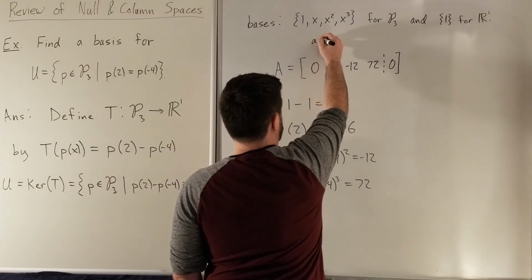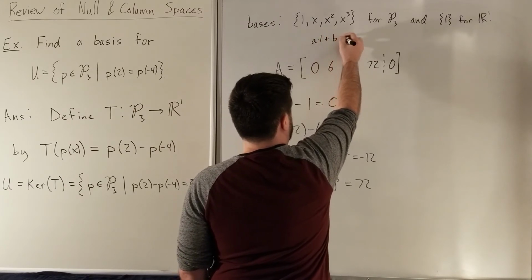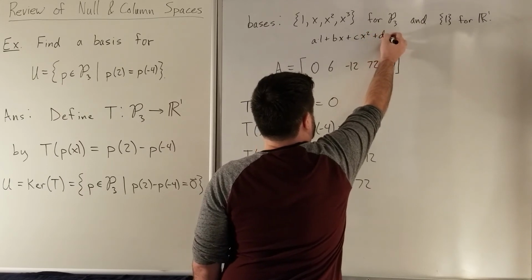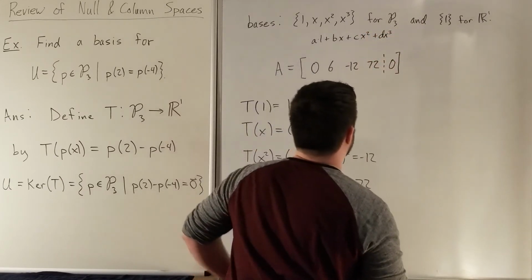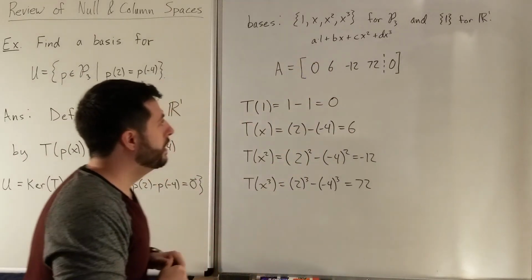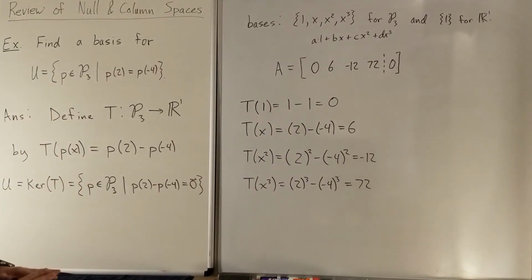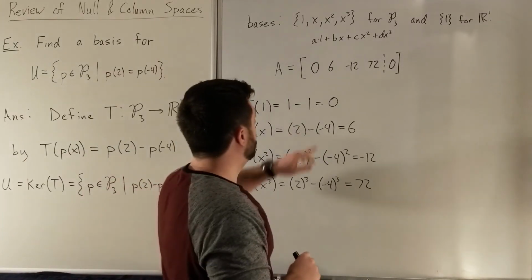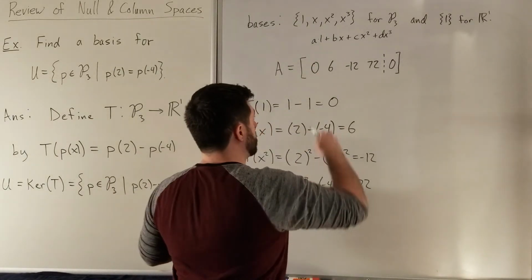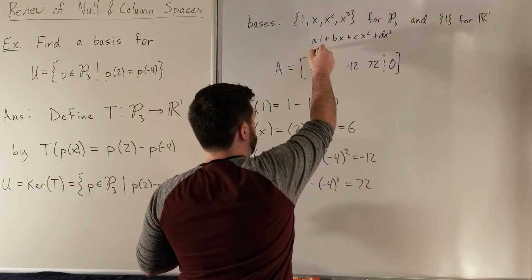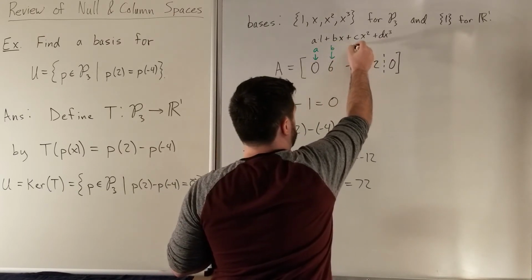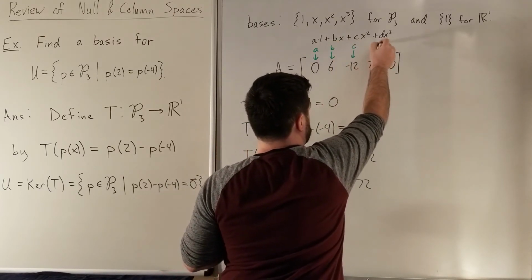I'm just going to say we have a times 1 plus b times x plus c times x squared plus d times x cubed. So a, b, c, and d are my coefficients in this basis that I've chosen. Notice that I'm writing in the opposite order that I wrote it in earlier. And now this 0 is the number of a's that we have. This 6 is the number of b's that we have. This negative 12 is the number of c's, and the 72 is the number of d's.